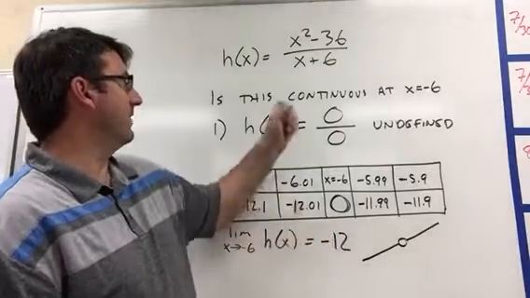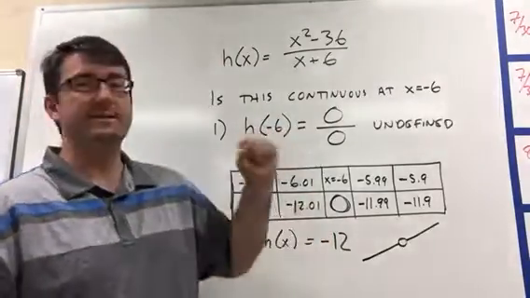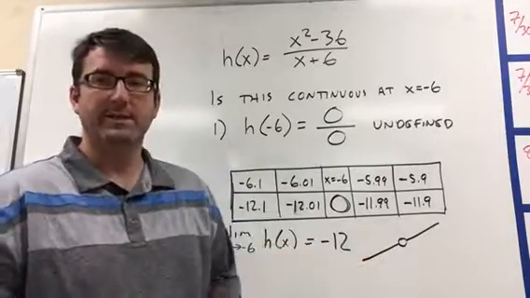So for x equals 6, the function's continuous. At x equals negative 6, the function's discontinuous, and it's a removable discontinuity.